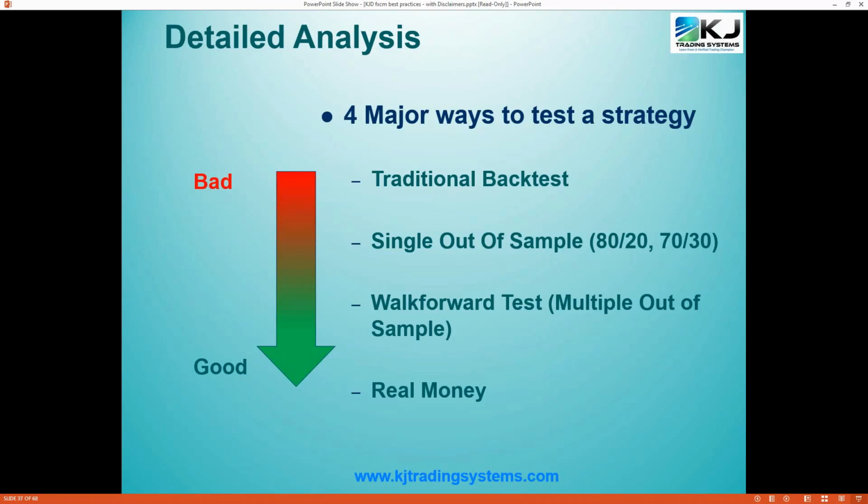And before I talk a little bit about Walkforward, there's really four major ways to test a strategy. There's that traditional back test, which is what most people do, where they just over-optimize and just pick the best ones. There's something called out-of-sample testing, where you take 80% of your data and test it and leave the last 20%. So that's better. There's Walkforward testing, which is even better than out-of-sample and certainly better than traditional back testing. And then, of course, the best one is real money.